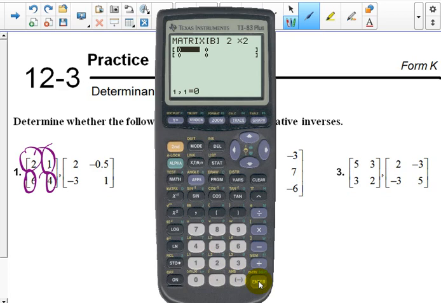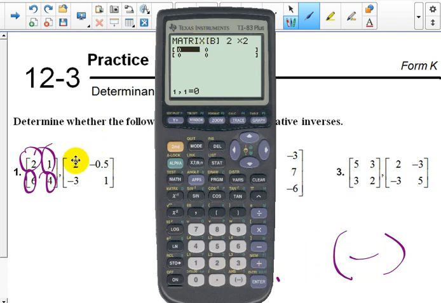Now, one thing I need to tell you before you go crazy on me, the negative half right there, you have to use a negation key, the little hyphen between enter and decimal. Okay, that's your negation key.